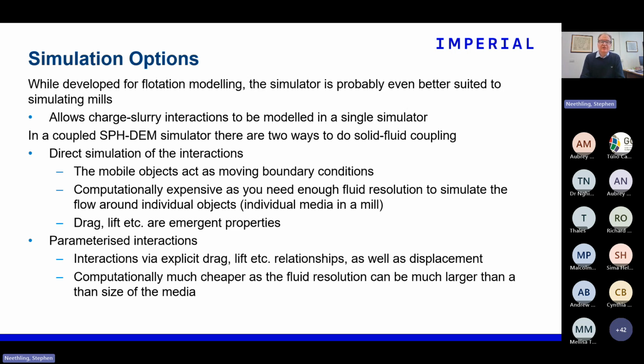This, though, is computationally much, much cheaper than a direct simulation, because you can have a fluid resolution where the actual size of your resolution is much larger than the size of your media particles. So a much lower resolution than the media particles resolution. And so you don't need to put in much more computational cost than just doing a pure DEM simulation.